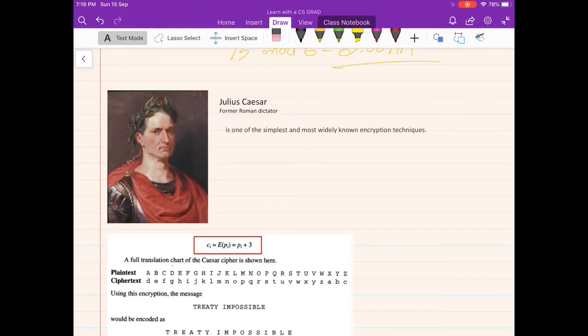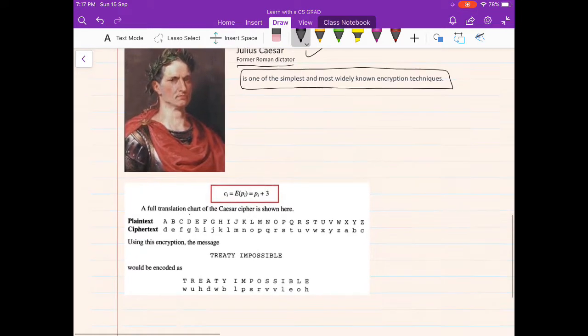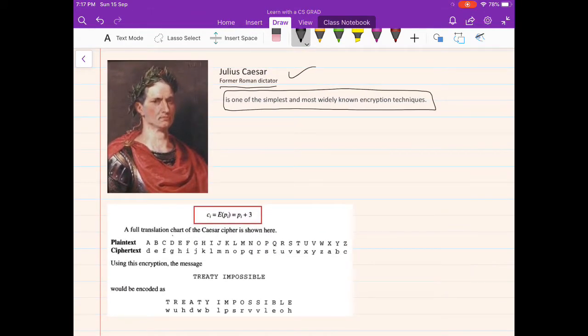This was invented by Julius Caesar. He was a Roman dictator, and it's one of the simplest and most widely known encryption techniques. It would help you get used to encryptions and decryptions, and get you to understand and get more interested in these topics. So how did he do it, and why did he do it in the first place? Whenever he needed to send any confidential information to anyone, he used this cipher technique. So how did he do it, and how can we do it? Let's have a look.